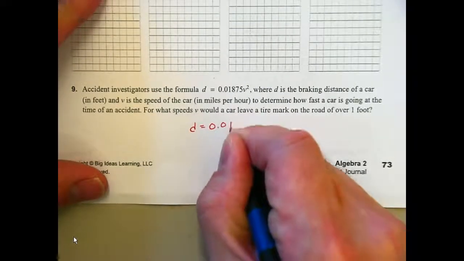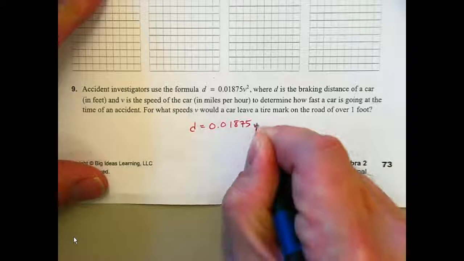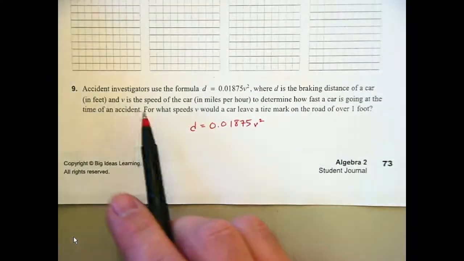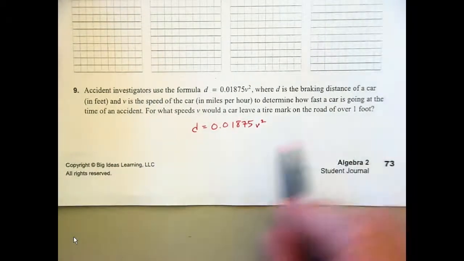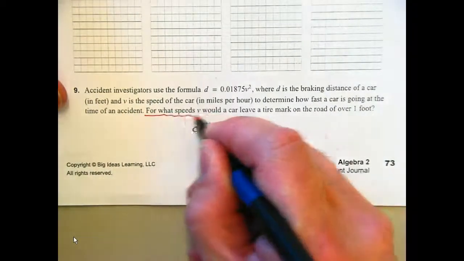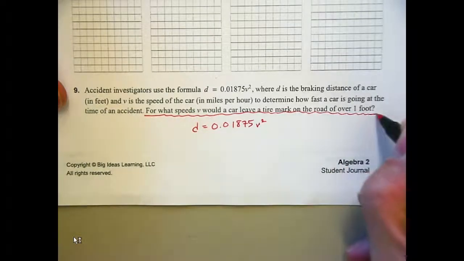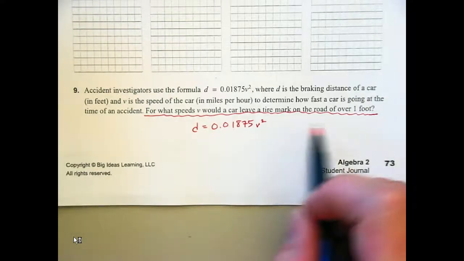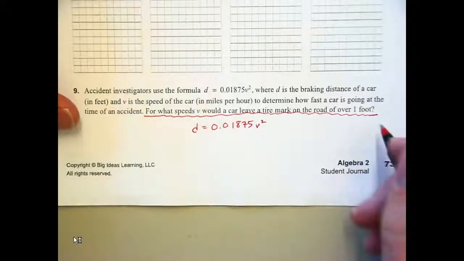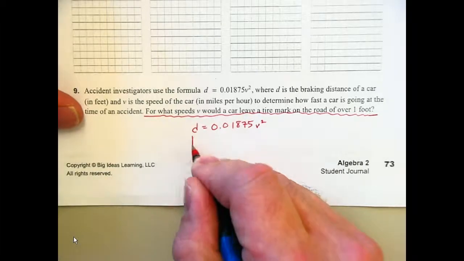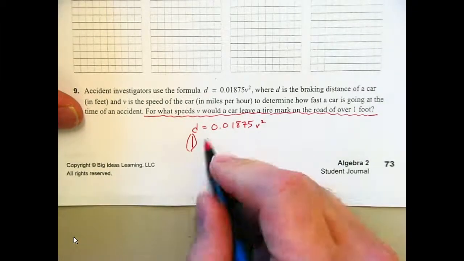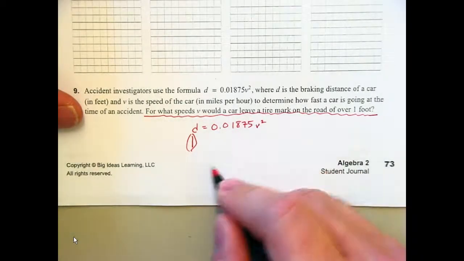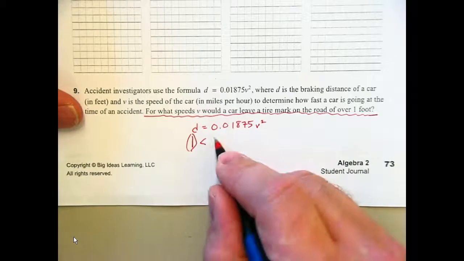This is just one of those situations where you have a formula where d is the braking distance and v is the velocity in miles per hour. And then they give you an equation at the end for what speed of v, so we're solving for v, would a car leave a tire mark on the road over 1 foot? So if it's over 1 foot, that means my distance is 1. And since it's over 1 foot, this part would have to be greater than. Okay?